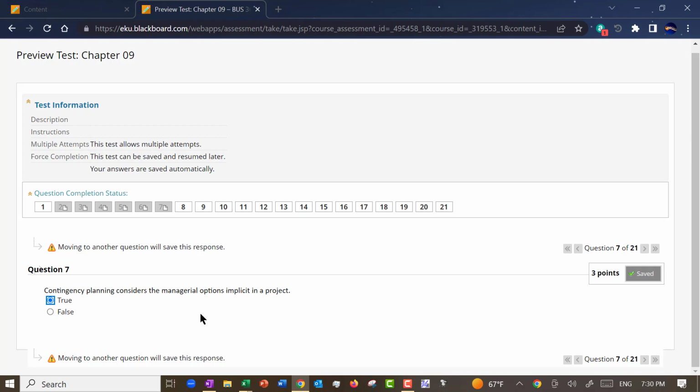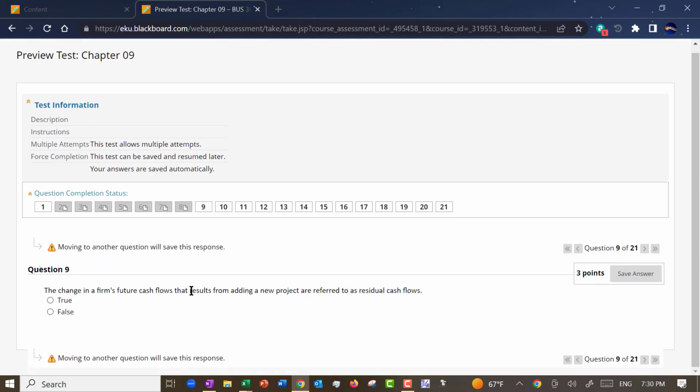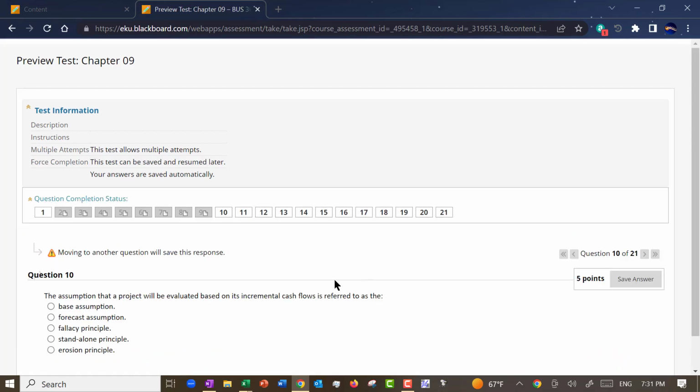No, it's just the change in the firm's future cash flows that result from adding a new project are referred to as incremental cash flows, not residual. The assumption that a project will be evaluated based on its incremental cash flows is referred to as standalone principle. Okay?